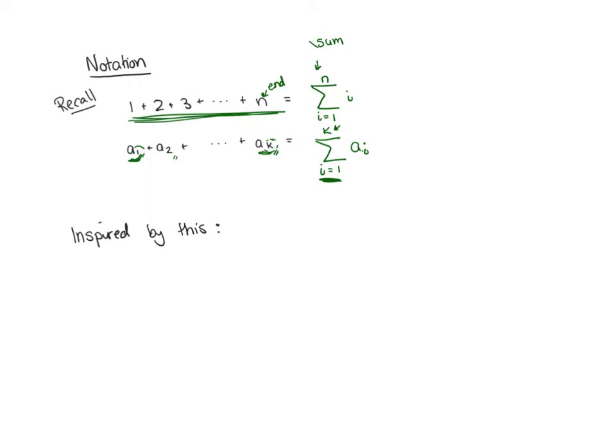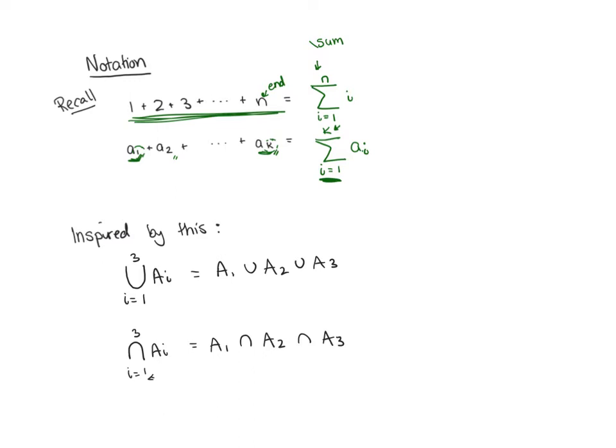So inspired by this, we can actually use the same thing for unions and intersections. I can say the union from I equals 1 to 3 of AI, and that's another way of writing A1 union A2 union A3. Or I can say the intersection from I equals 1 to 3 of AI, and that's just going to be A1 intersect A2 intersect A3. And then you can start and end these anywhere that you want.